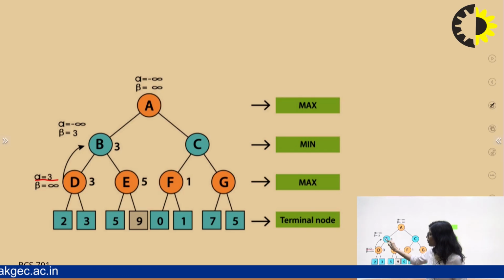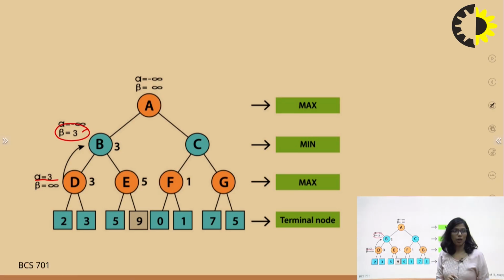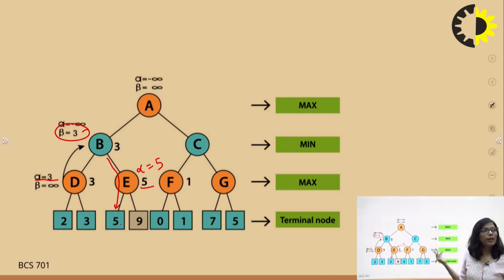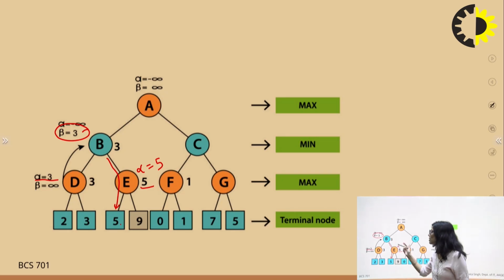After exploration of this, here the value of beta is 3. I will come over here. I will explore my next branch. Now, since this is my max turn, it will move to there. Now, here the value of alpha will be equal to 5. Right? Here alpha is equal to 5 and the value of beta is 3 over here. Fine.